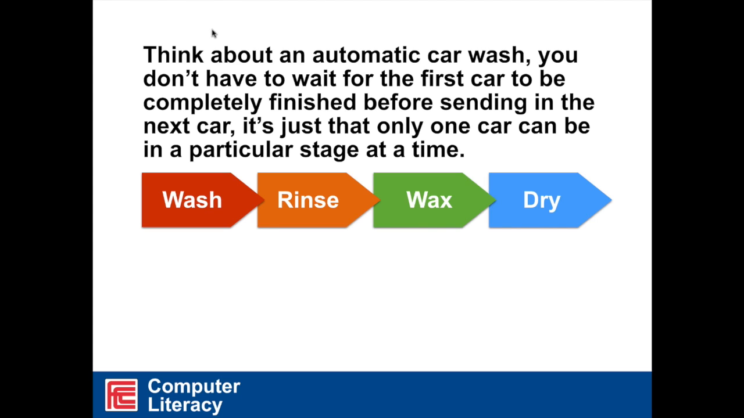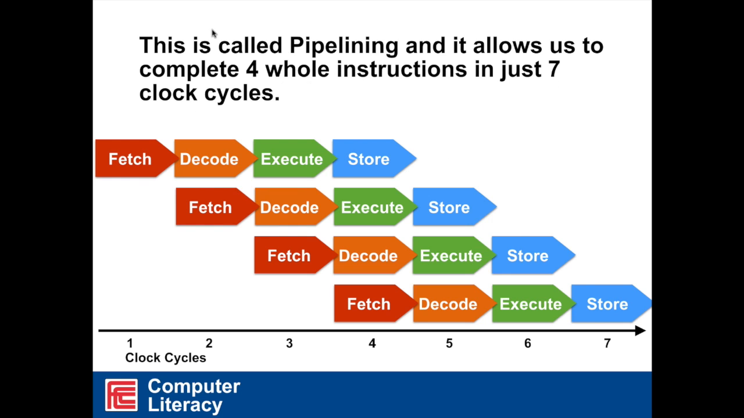So you can't have 2 cars being washed at the same time because you only have one wash area of the automatic car wash. But once that car has left the wash and has moved on to the rinse, well, then you can move another car into the wash area. And by doing that, you end up creating this sort of staggered appearance, right? This is pipelining. Each instruction kind of gets loaded in one after the other.